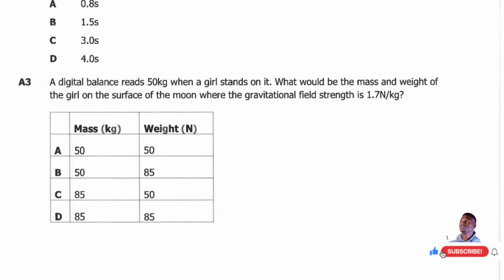You should understand the principle that mass does not change, on Earth or on the moon. If someone is 50 kg on Earth, he will be 50 kg on the moon, because mass does not change. Now, weight changes. Weight is equal to mass times g. g is the gravitational force or field strength. All right.